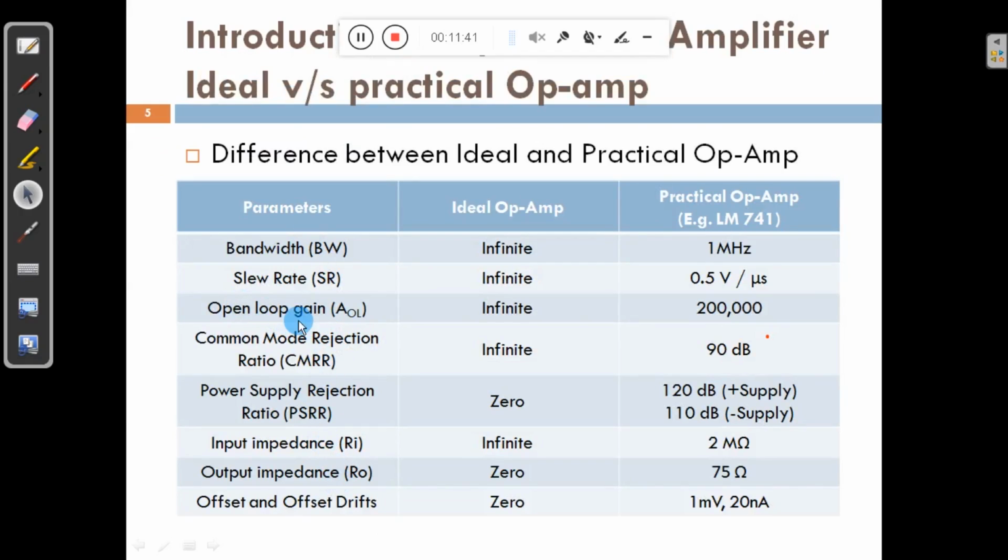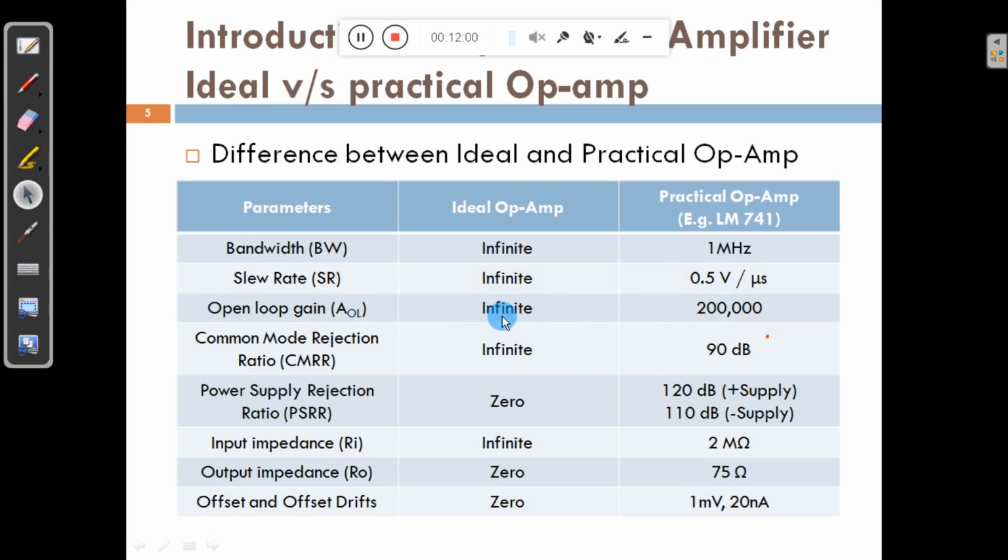Here are the parameters we have discussed. Bandwidth in an ideal operational amplifier is infinite, but the practical value is 1 megahertz. Slew rate for the ideal operational amplifier is infinite, and practically 0.5 volt per microsecond. Normally slew rate is expressed in terms of volts per microsecond.